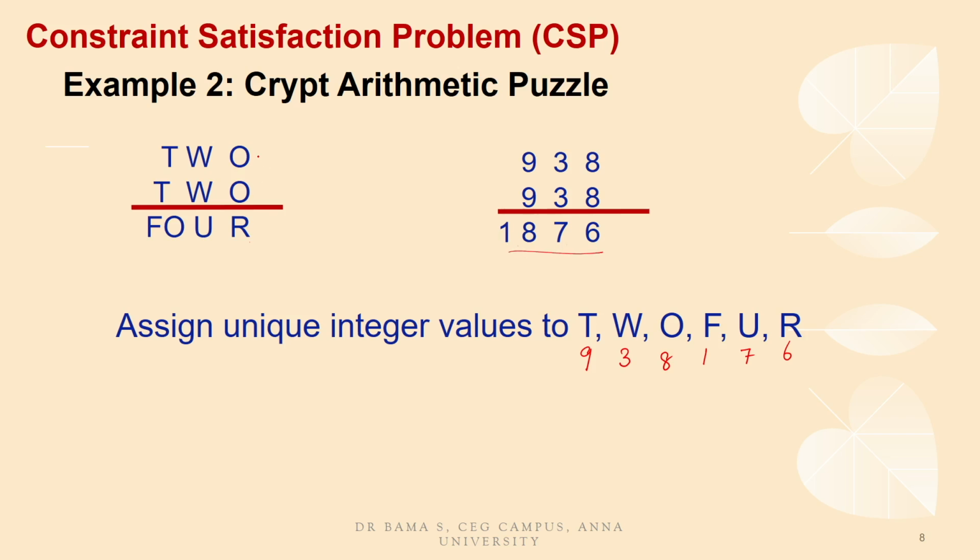Okay. So, when you have this cryptarithmetic puzzle, how do we solve it? We can solve this puzzle using our brains, but how do we ask the machine to solve it? So, this is the second type of problem.